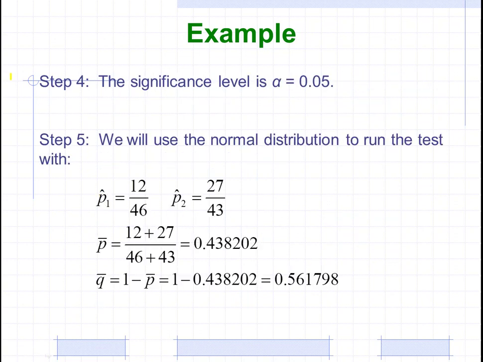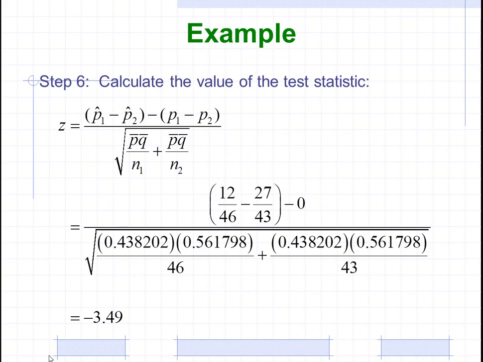So we're going to use a significance level of 0.05. We're going to calculate all our stuff before we put it in the formula. Here's the formula. There's the numbers in the formula. Notice that most of the time this difference between p1 and p2 will be 0. That comes out of your null hypothesis. And we get a z-score of negative 3.49.